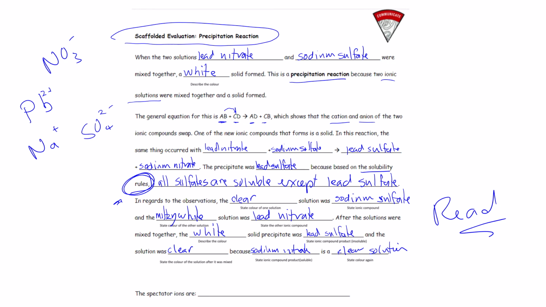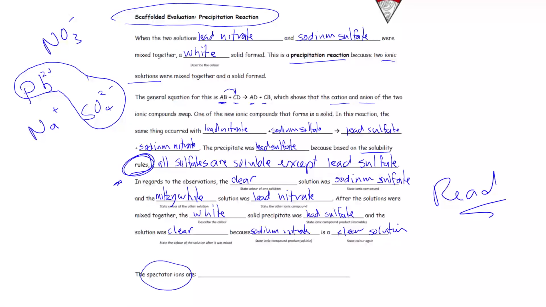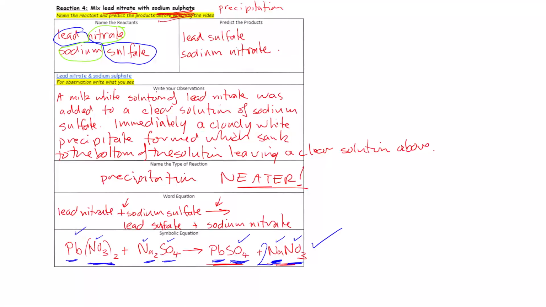So the lead sulfate became a precipitate. So what were the spectator ions? What ions were left? The ions that were left were clearly nitrate ions and sodium ions. These are just left floating around as spectators in the solution. So the spectator ions are sodium and nitrate. And that is the end of that.